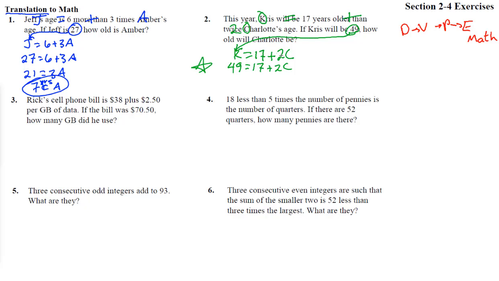Happy math land. Subtract 17 from both sides and we get 32 equals 2C. That means C is 16 years old. Put years in there. Great.